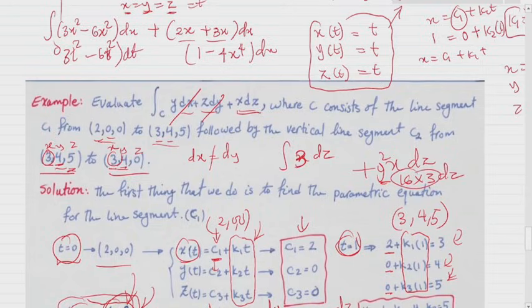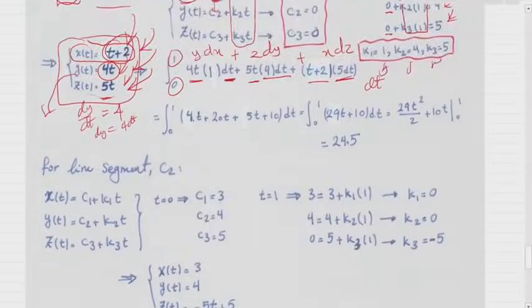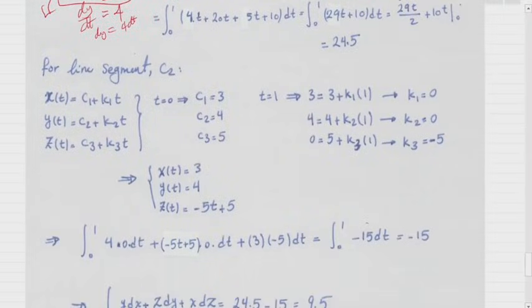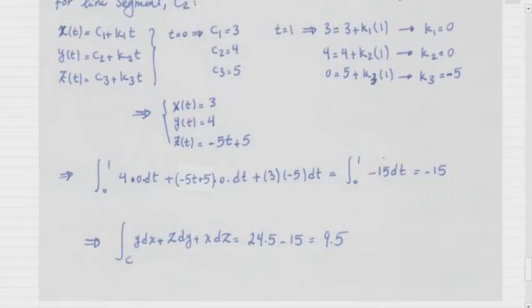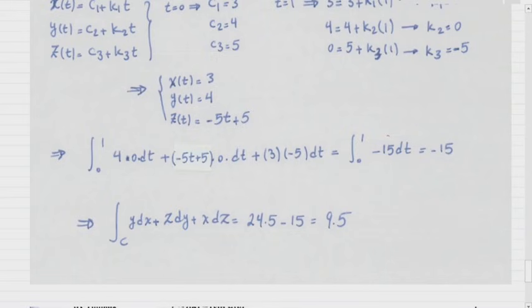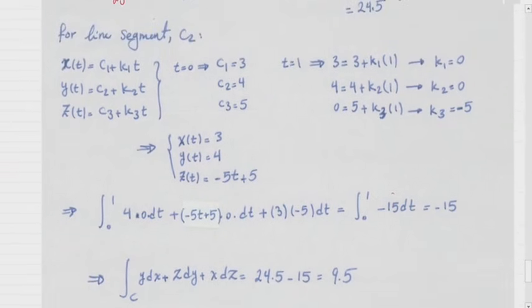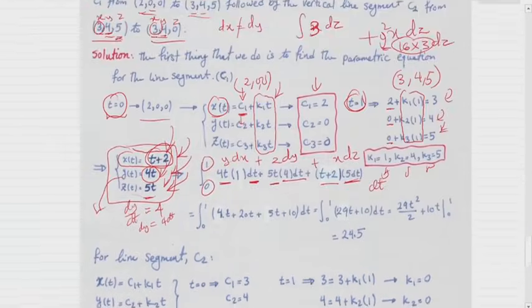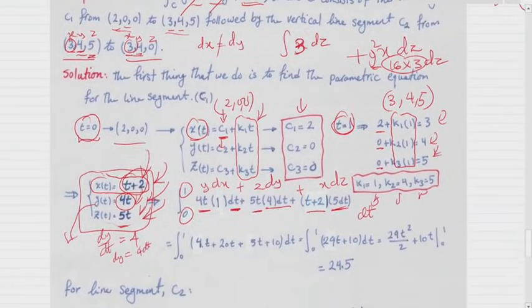That's all. Now let's see what they got from their own parameterization. When they parameterize, they do all the parameterization. So they eventually got, what did they get? Okay, for line segment 2. So let's try our own answer. Our own will be what? It should just be 3 dz.